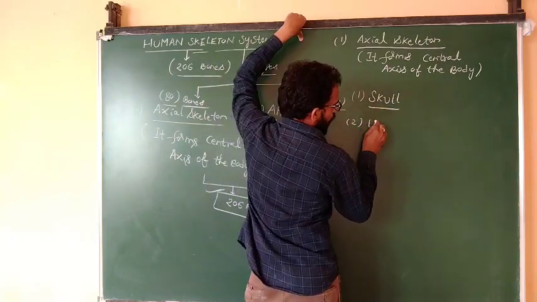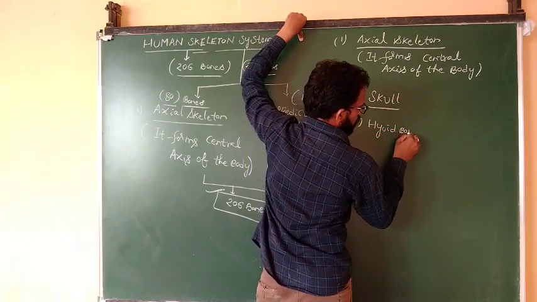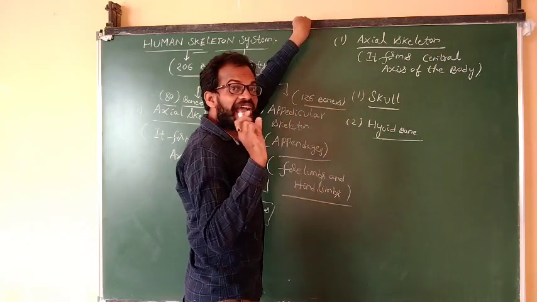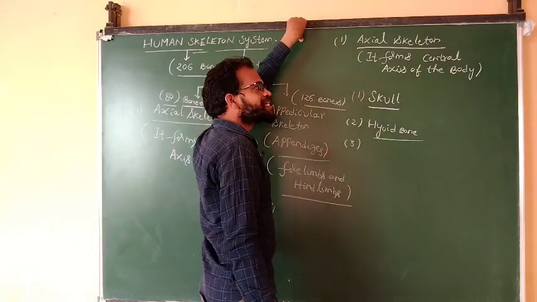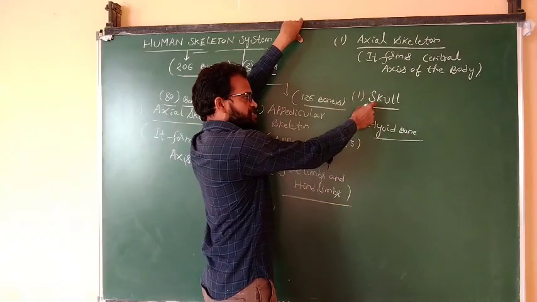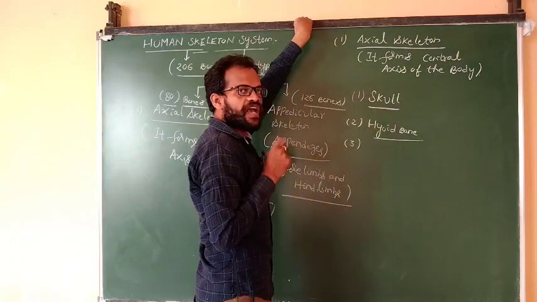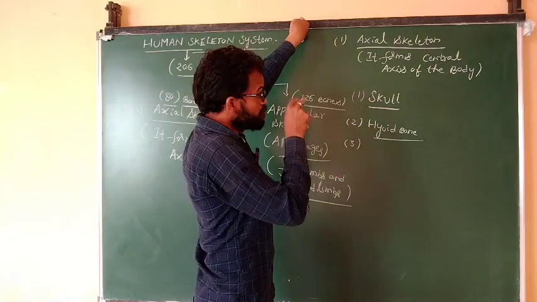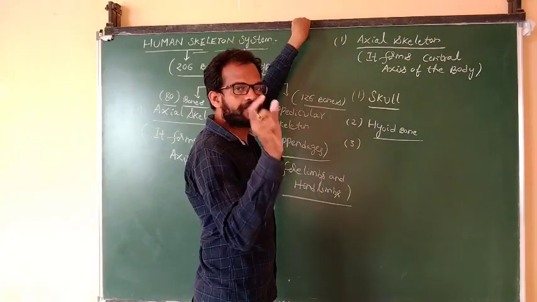The second one, hyoid bone. What is the bone? Hyoid bone. It is nothing but the tongue bone. The third important axial skeleton. The first axial skeleton is the skull, the second is the hyoid bone, and hyoid bone means tongue bone.